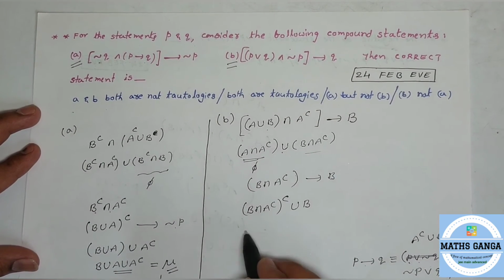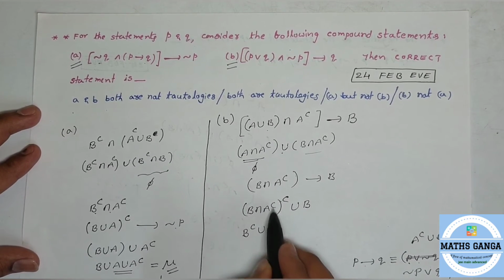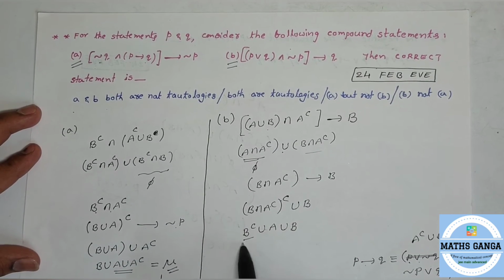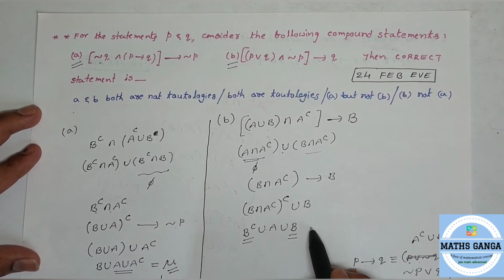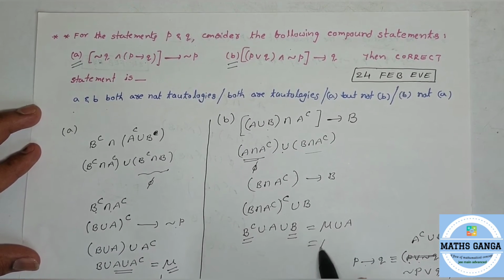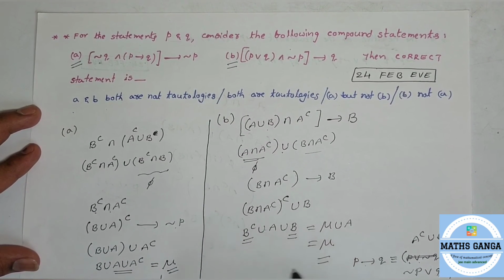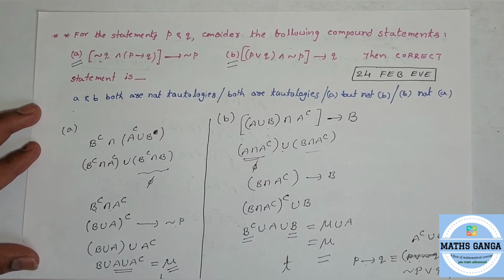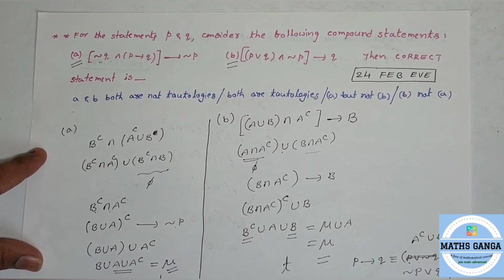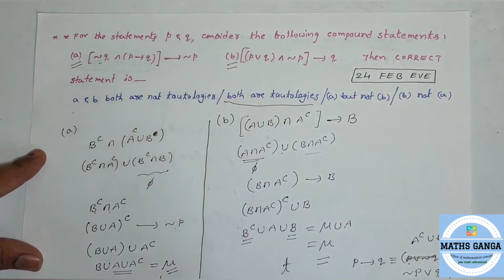B intersection A complement complement, by De Morgan's law, is B complement union A complement complement, which is A union B, and now this is B complement union B, which leads to the universal set, and that universal set union A is again equivalent with the universal set, and that universal set from sets is the tautology of the statements. At the end, both the given statements are tautologies, and our option is option B, both are tautologies.